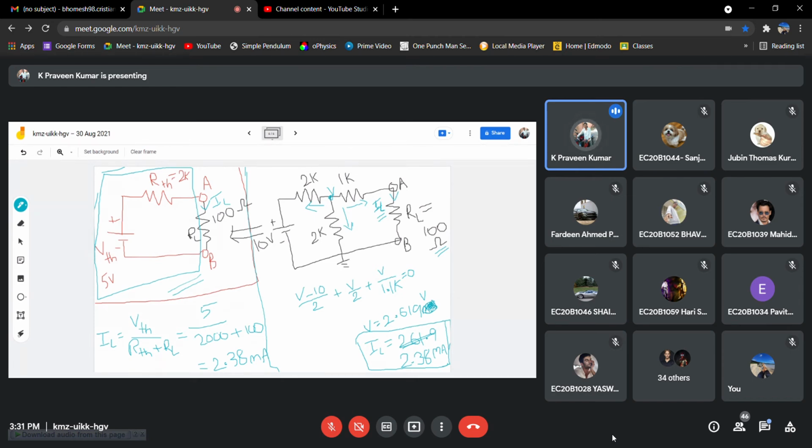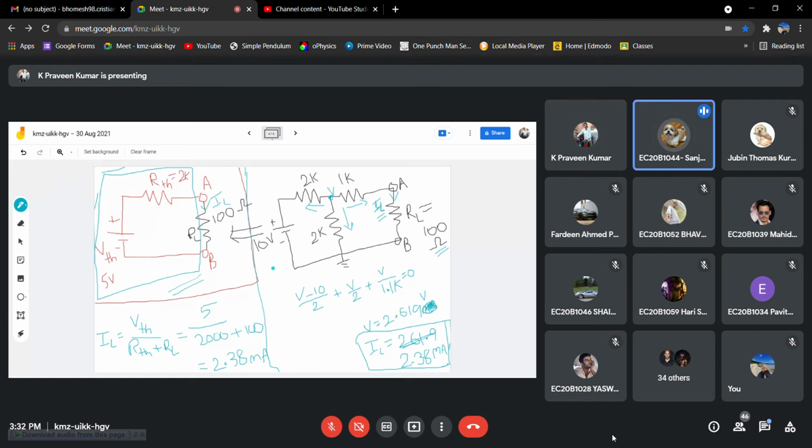So what we can do is, across the terminals, we just replace some load resistance. Instead of having an open circuit there, just replace a load, then find out the response by applying some KCL or KVL equations. Then again, in the Thevenin equivalent circuit, at the terminals A and B, place the same load resistance and again calculate the response. Right?